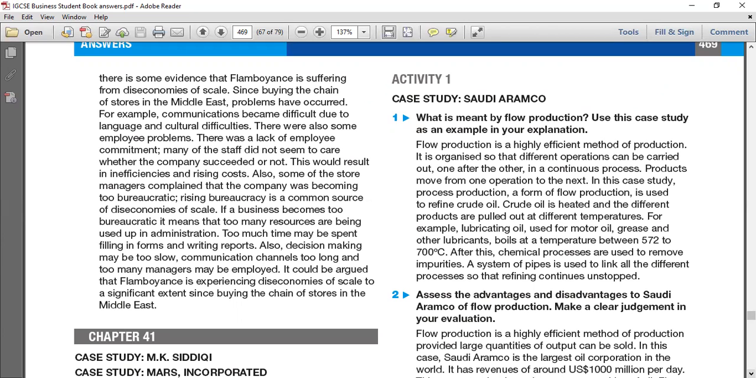This would result in inefficiencies and rising costs. Also, some of the store managers complained that the company was becoming too bureaucratic. Rising bureaucracy is a common source of diseconomies of scale. If a business becomes too bureaucratic, it means that too many resources are being used up in administration. Too much time may be spent filling in forms and writing reports. Also, decision-making may be too slow, communication channels too long, and too many managers may be employed. It could be argued that Flamboyance is experiencing diseconomies of scale to a significant extent since buying the chain of stores in the Middle East.